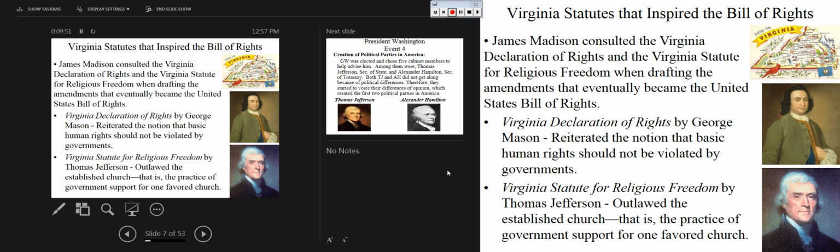This is a bit of review here. These are statutes that become the foundation of the Bill of Rights, and they are the Virginia Declaration of Rights, written by George Mason. This becomes the groundwork and blueprint for James Madison's Bill of Rights. It reiterated the notion that basic human rights should not be violated by governments. And then Thomas Jefferson's Virginia Statute for Religious Freedom outlawed the established church and the practice of government support for one favored church. Also, the freedom of or from religion, and the ability not to have to pay what to an established church? Taxes. Very good. Nice job.